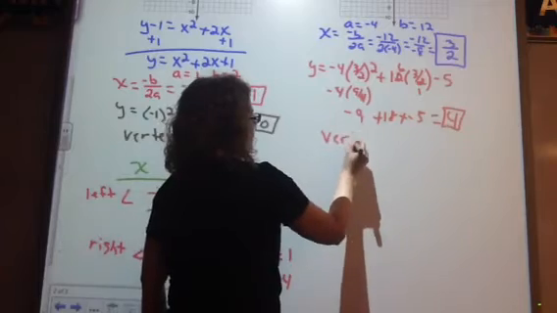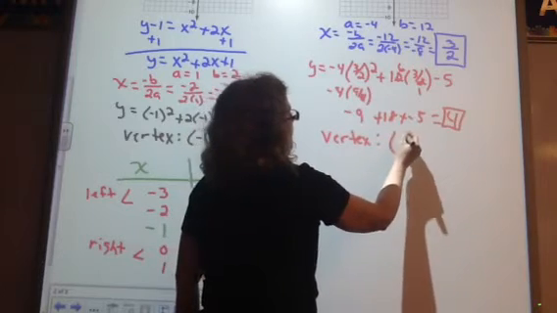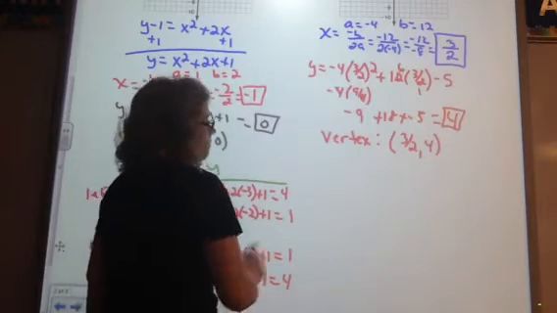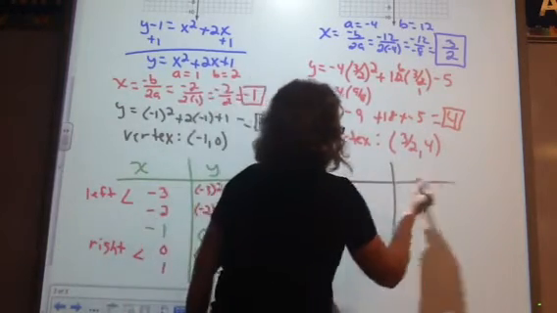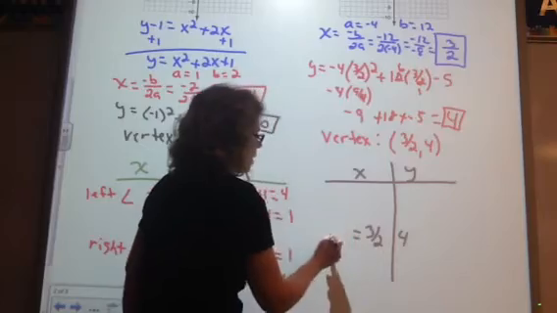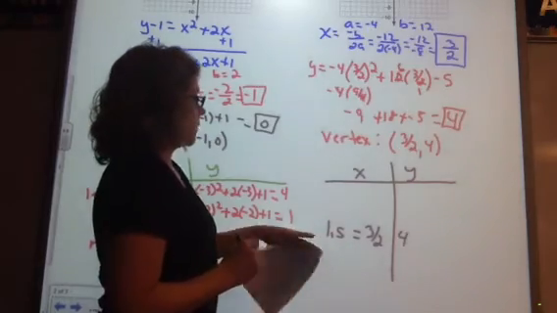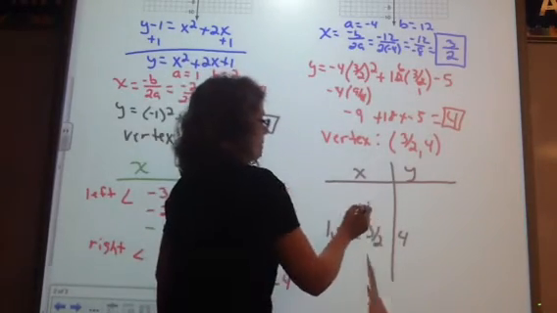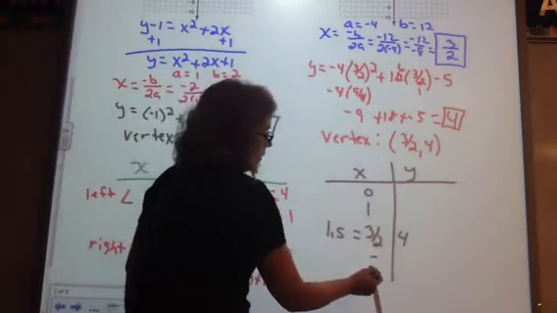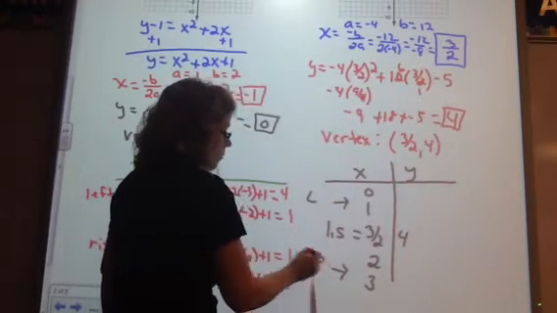So my vertex is 3/2, 4. Okay, now we have to find some more points. Let's do this one in the middle, 3/2 and 4. Well, guys, this is equivalent to 1.5, okay? So on the number line, what is to the left of 1.5? Well, we can do 1 and we can do 0. And then what is to the right of 1.5? 2 and then 3. So again, this is to the left, this is to the right.